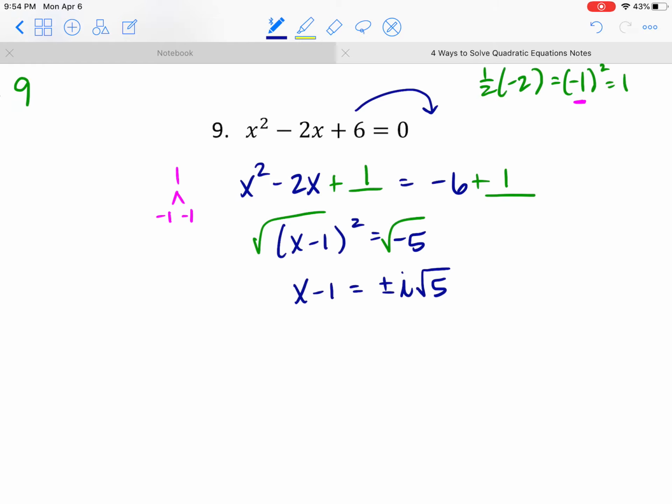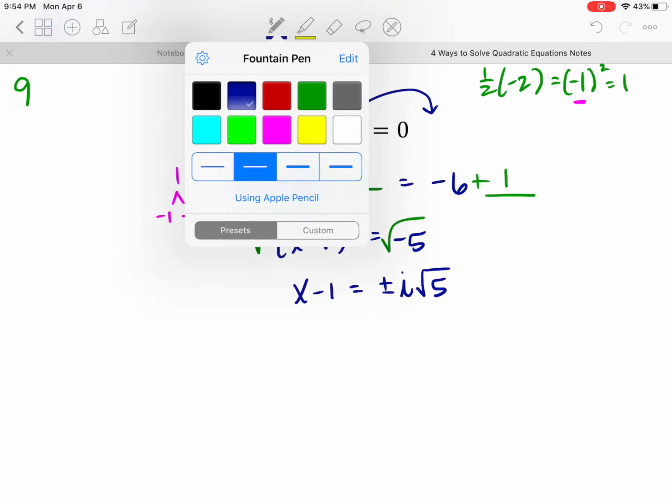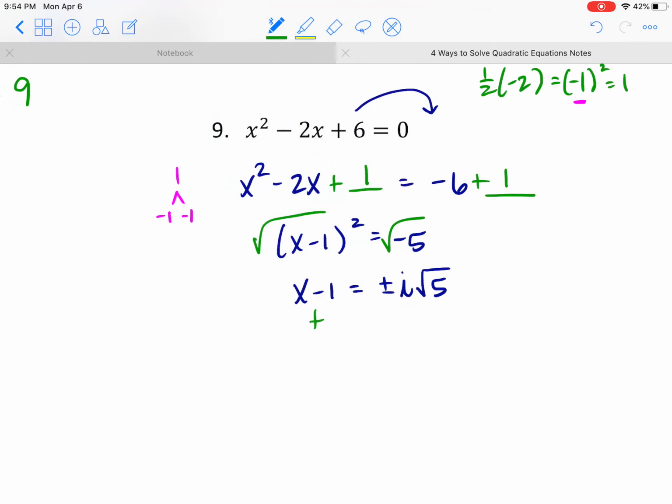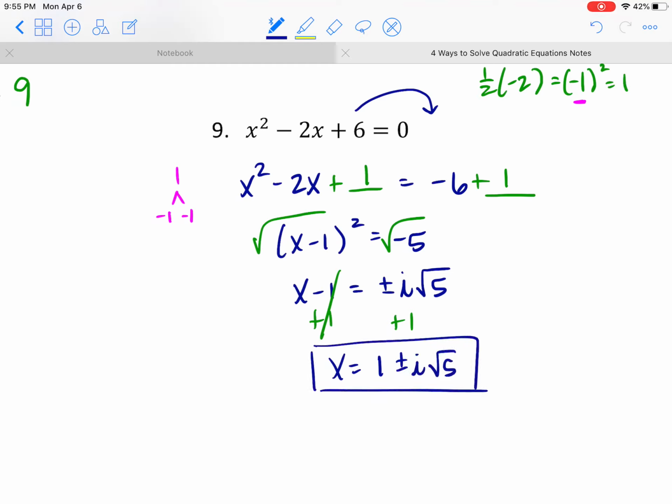And now I can square root both sides. So square root both sides, x minus 1 comes down, plus or minus. The only thing I can do here is take out the i, the negative is an i, and the 5 is stuck in the radical. And then I'm going to add the 1 to both sides.